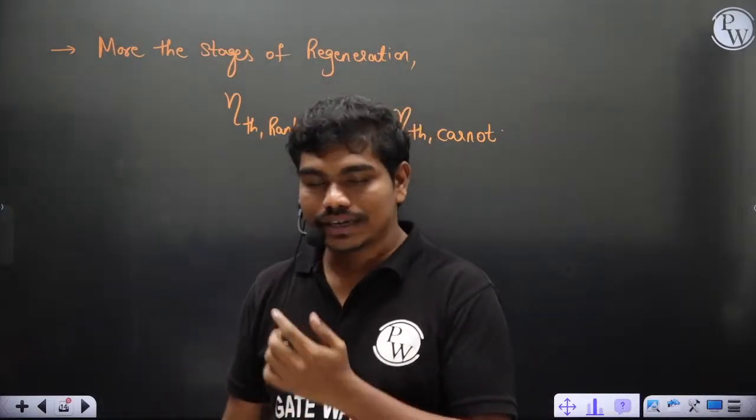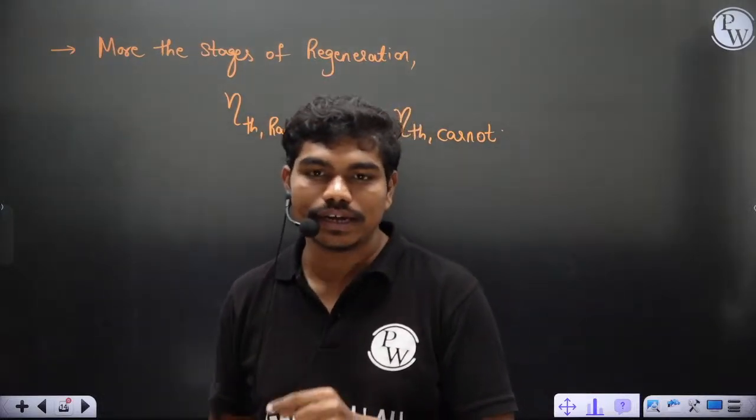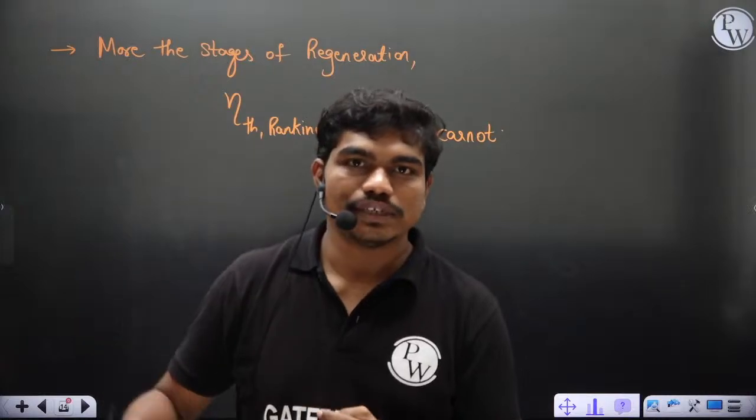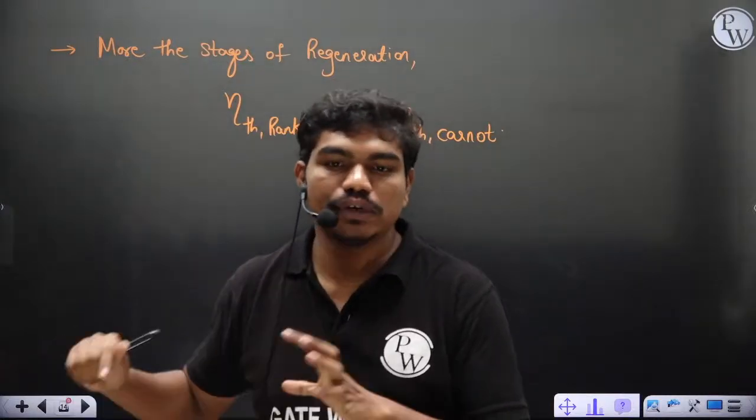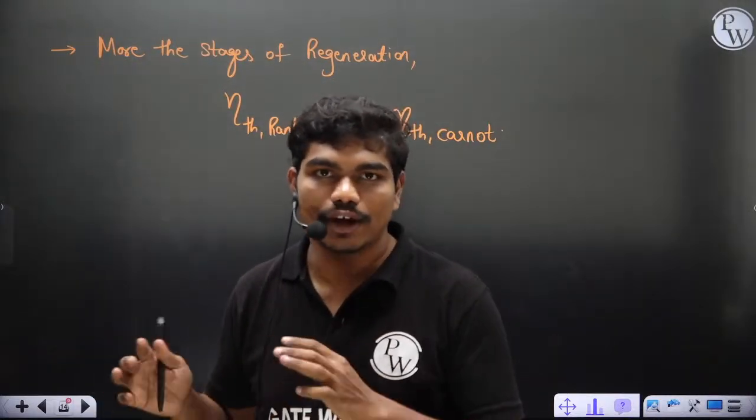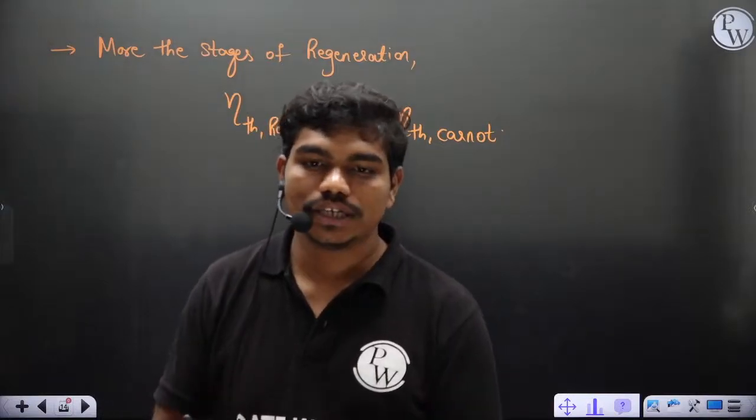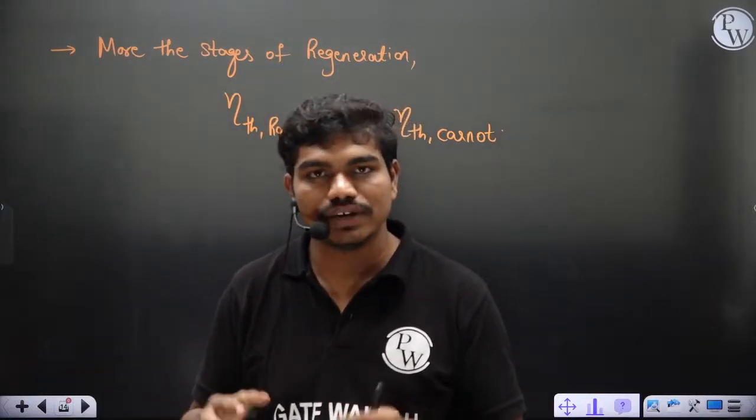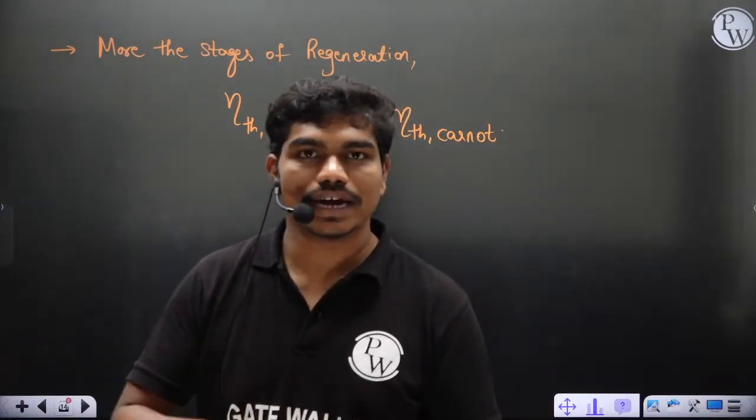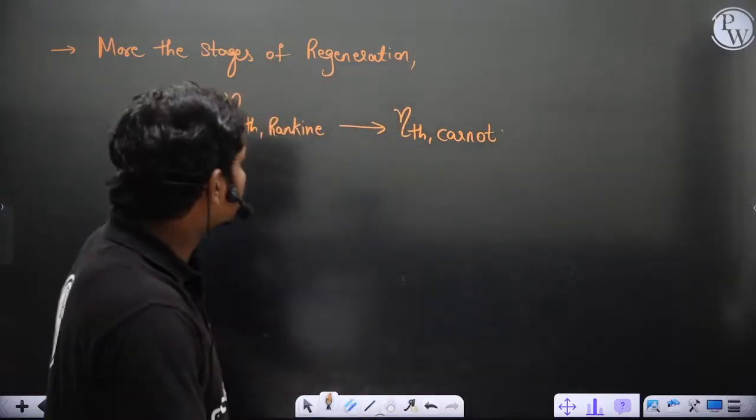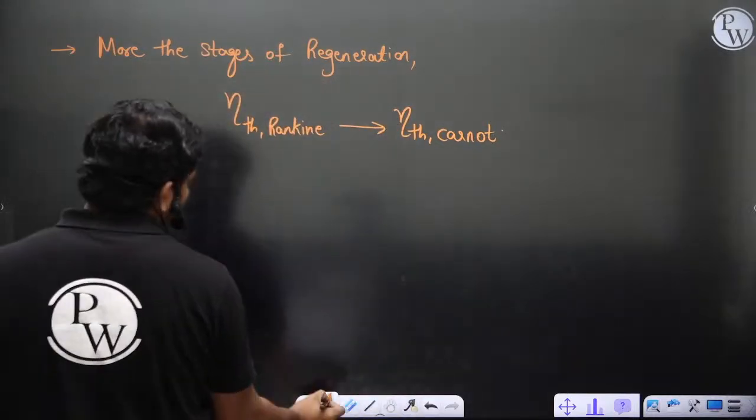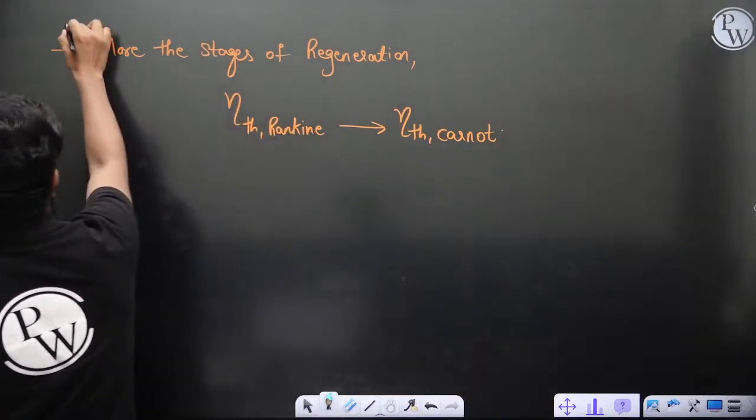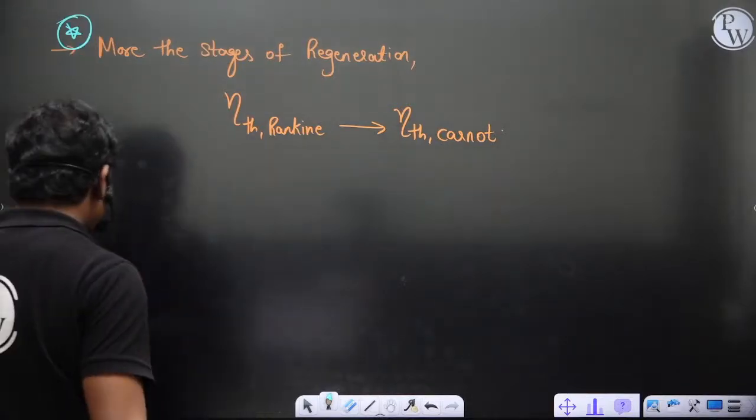But in this case you can do that. You can keep on increasing the number of regenerations, and the number of feed water heaters depends upon the economic cost of plant operation, and we can decide accordingly. Clear? So with this I would like to close vapor power cycles.